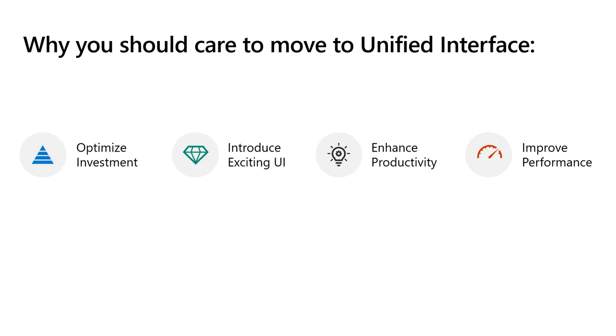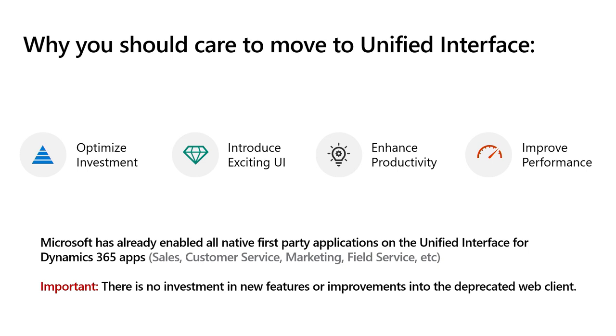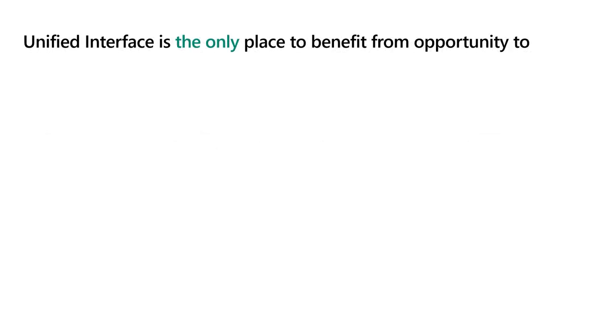Because we had a chance to fully rebuild the UI stack, we're able to use some of the most modern web technologies, and with that came a lot of performance benefits and improvements for us to be able to deliver for you. We already took all of our native applications. So if you look at your implementation today and you click on the drop-down for the application switcher, you see Sales Hub, Customer Service Hub. We've already done all of our flagship out-of-the-box applications and rebuilt them using Unified Interface, and those are already available for you to start using today. Extend or add your other capabilities too. And as we said, there haven't been any investments in the web client, and at this point it is deprecated.